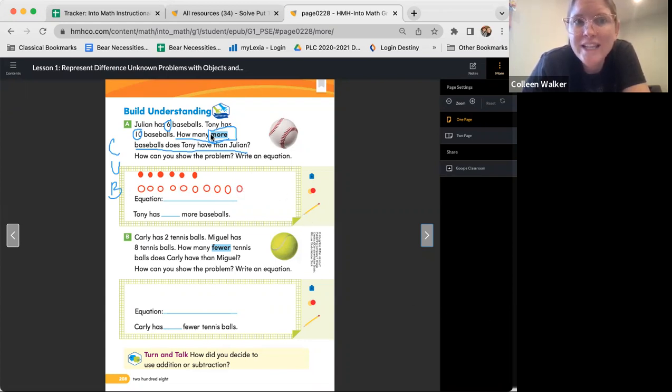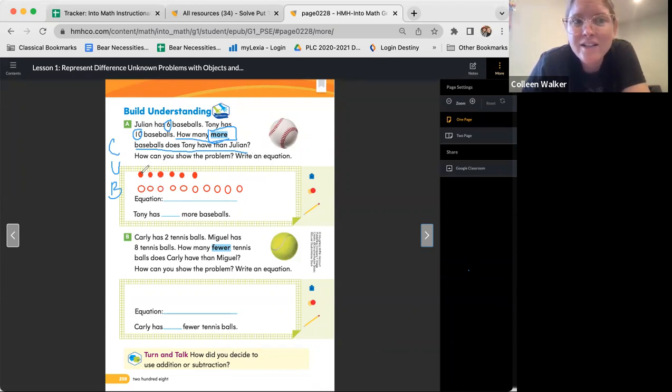Now, we need to figure out how many more Tony has. So let me show you a little strategy that has helped my students and I when we're solving these types of problems. So now that we have drawn how many each of them have, we can match them up to figure out how many more Tony has.